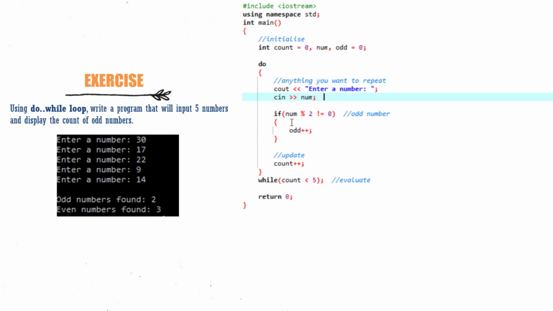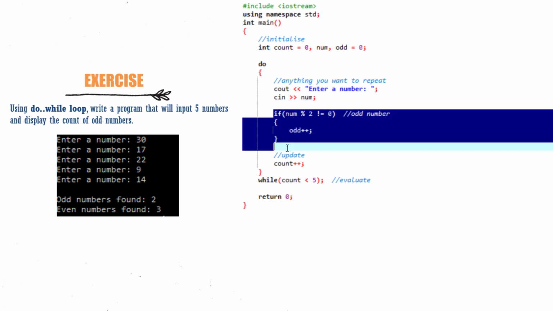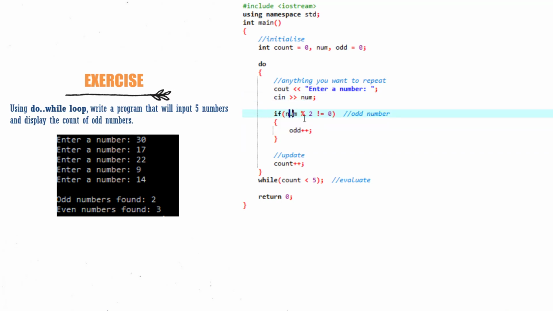Okay, so if we continue this, the count suddenly becomes 1 since we have already received a number. It will check this, and if this is true, it will go back up. Then it will check for another number. So let's say you put in 20. Since this is not an odd number, it will skip this. If it's an even number, it will go inside here and be incremented by 1.